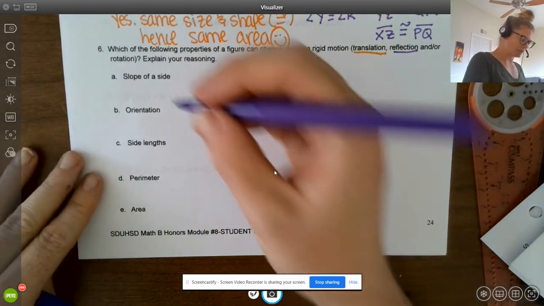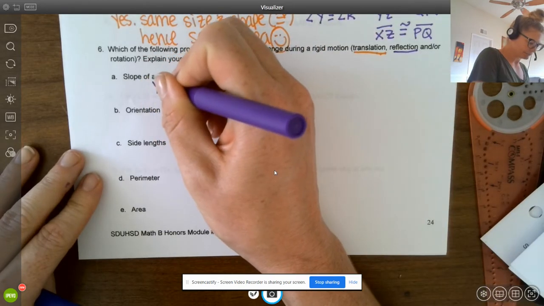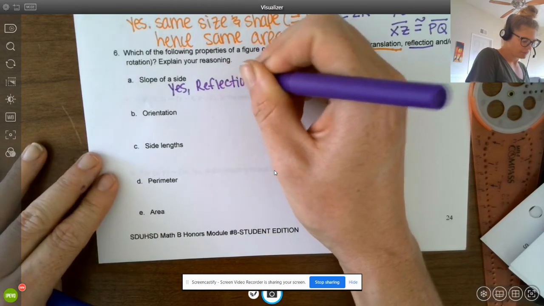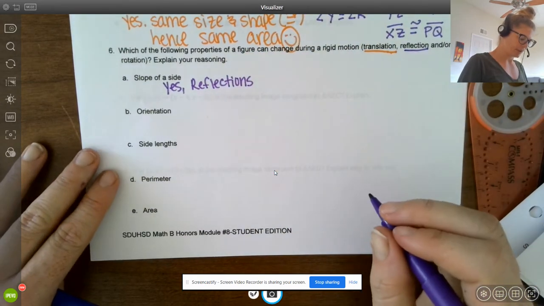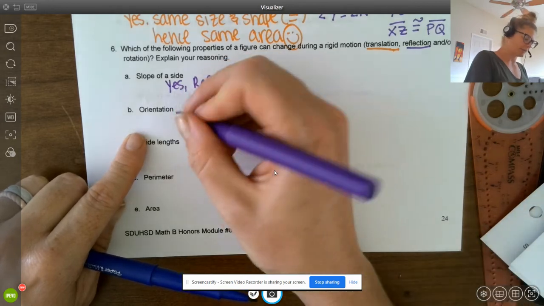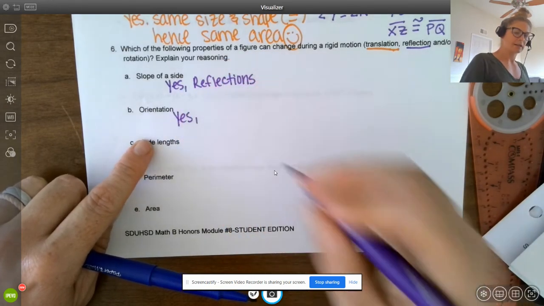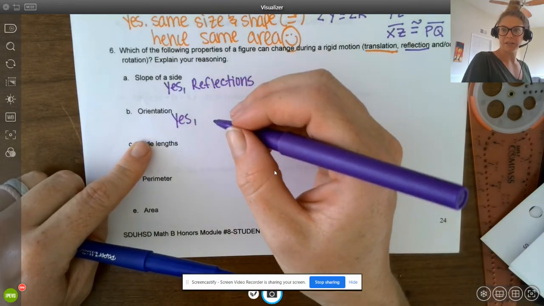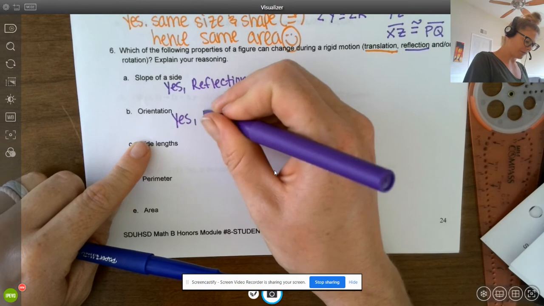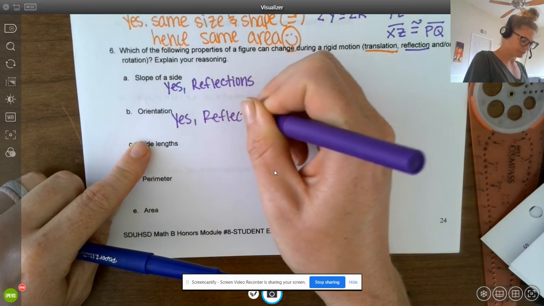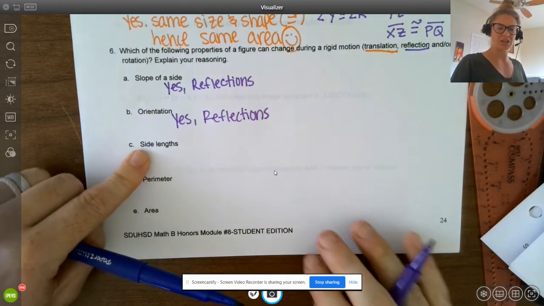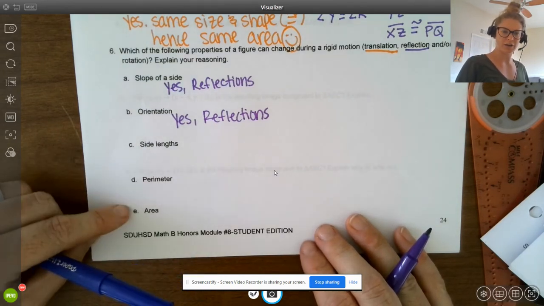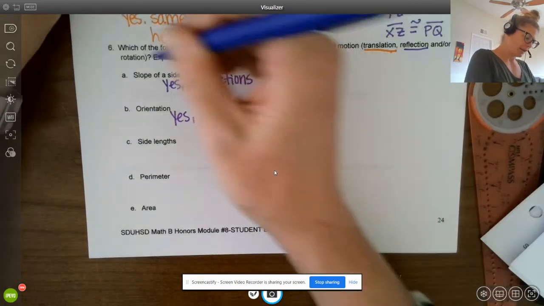Slope of a side. Will a reflection change it? Yes. Orientation. Yes. When we reflect, it's kind of like a flip, so the up turns into the down, and the down turns into the up, upside down. Does a reflection change the side length? No, it makes congruent shapes. Will it change the perimeter? No. Will it change the area? No.